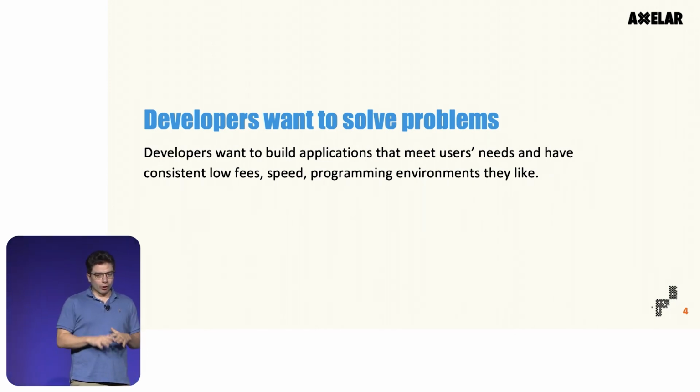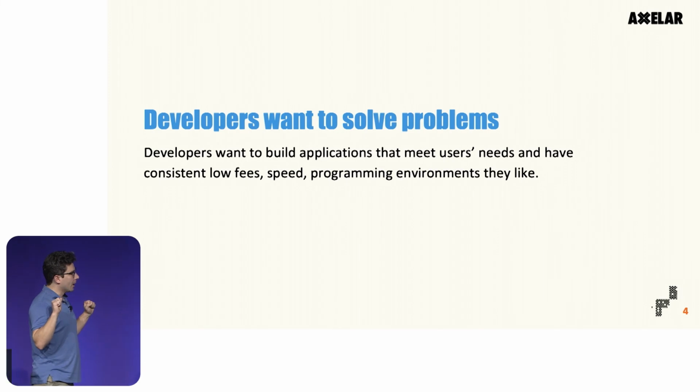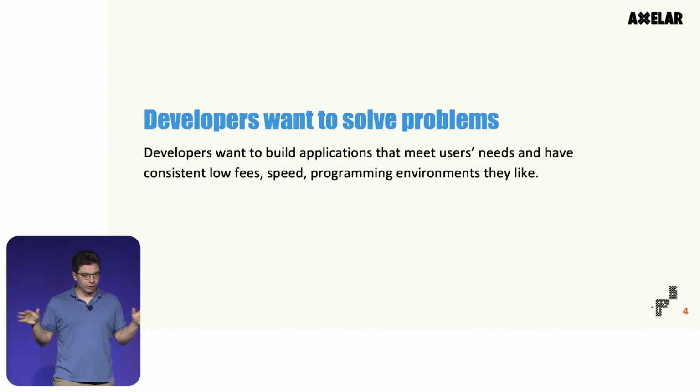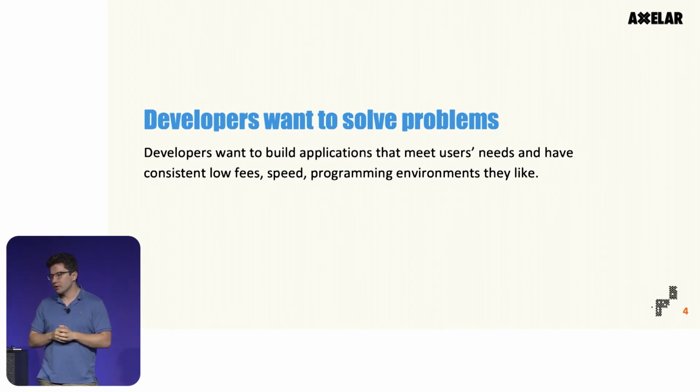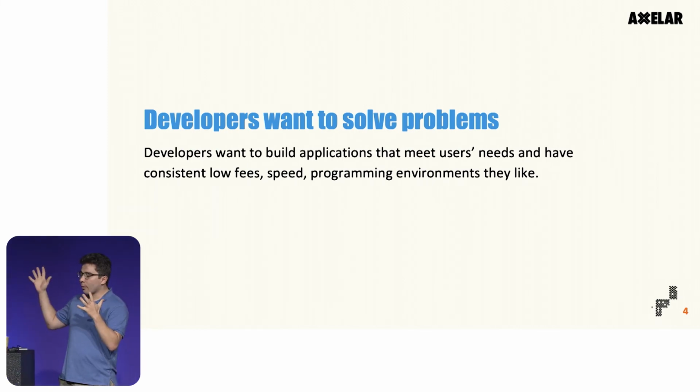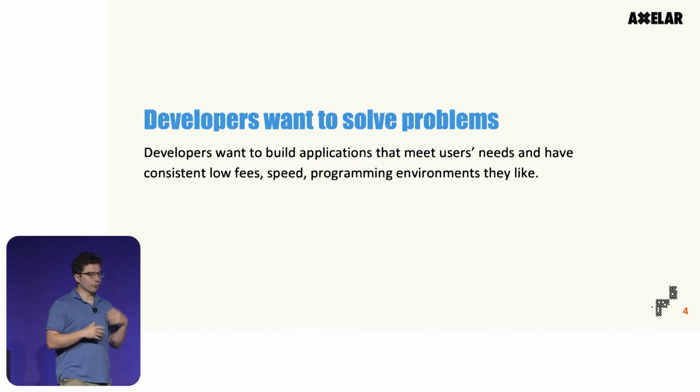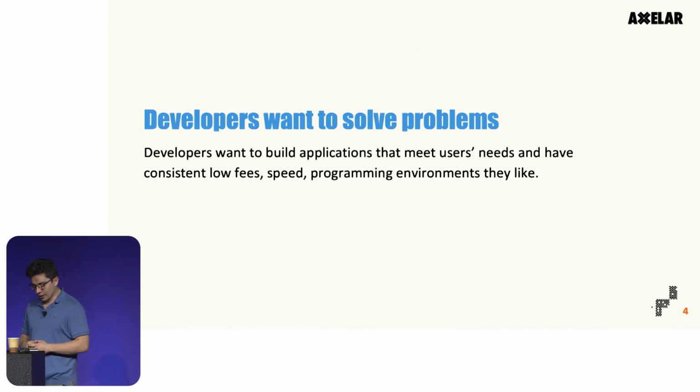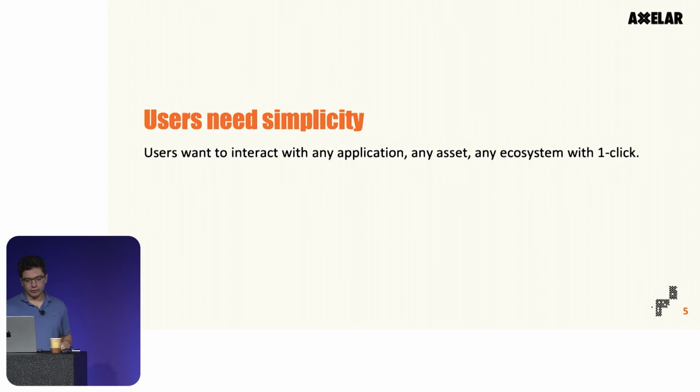But at the end of the day, we just want to solve problems for two types of audiences. We have developers, and developers just want to solve problems for the users, right? They want to build an application that meets users' needs, has very low fees, has fast speed, and they enjoy the programming environment. There are a lot of blockchains where these properties can be met, with proof of stake chains, with fast finality, with thousands of transactions per second. Those are the environments that developers love. But while they're solving a problem, they want to make sure that users will be able to access and interact with their application, which today is very painful.